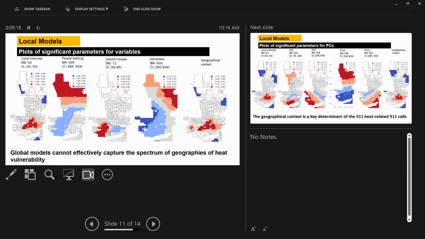And then here we have plots of significant parameters for variables. So this is the actual variable model. One thing to pay attention to here is the geographical context, which means even if you do not consider any of the variables, the intrinsic locational characteristics will predispose populations and locations around this area, southern Phoenix, to exacerbated heat vulnerability conditions. This is something you cannot achieve through global modeling, because you're not able to map out significant parameters that are location specific. So we are trying to move away, remember, from uniform interventions to targeted interventions.